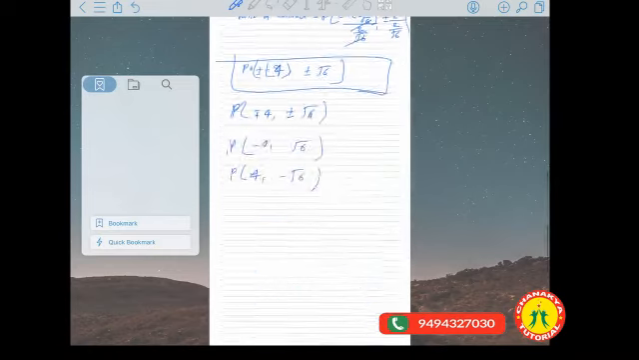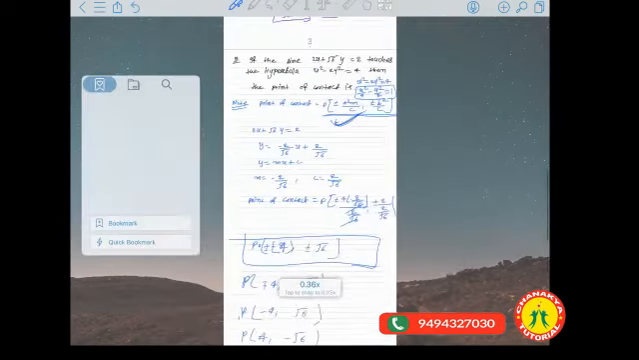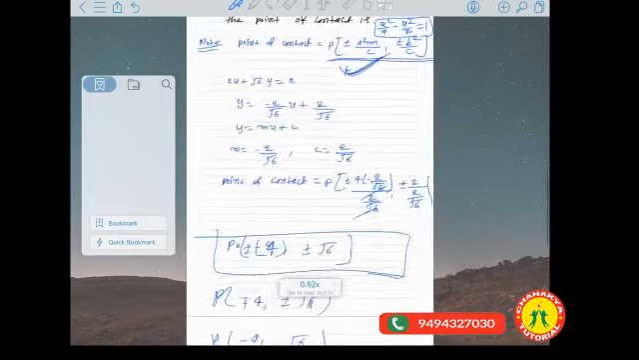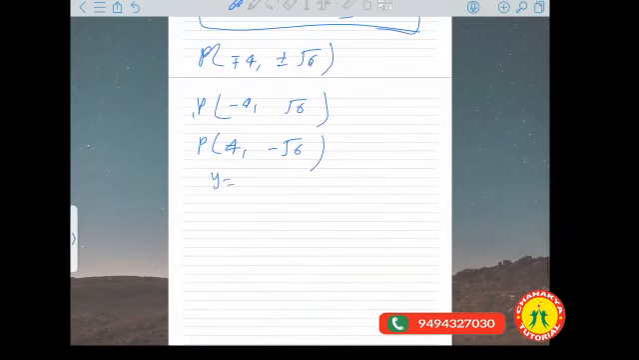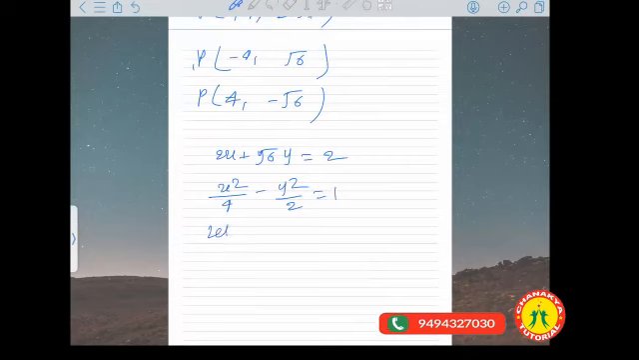If you don't know the formula, you can apply the basic method. अगर आपको याद नहीं हो फॉर्मूला तो आप कैसे करेंगे? Given क्या है? The tangent line is given: 2x plus root 6 y equal to 2, and the equation is x²/4 minus y²/2 is equal to 1. So now let the point of contact be P, that is x1 comma y1.